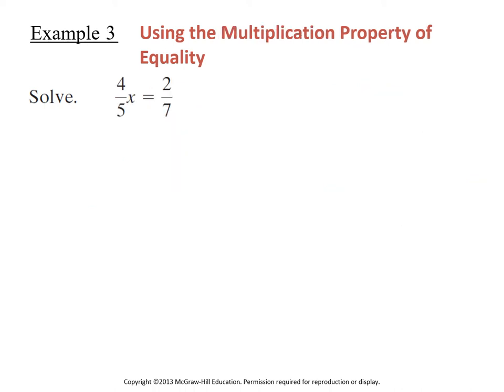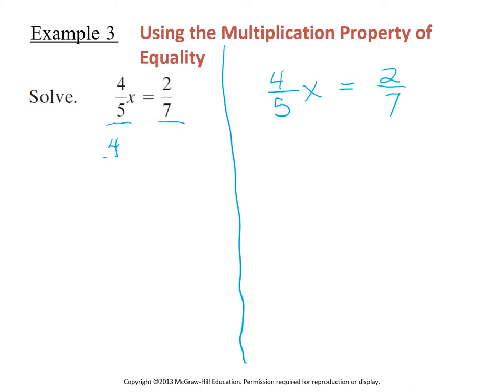So here I have two choices with the multiplication or division. So I can do it both ways for you. So first, our coefficient is 4/5. 4/5 x means 4/5 times x. And I can divide both sides of this equation by 4/5. So 4/5 divided by itself is 1x, which is just x. And then 2/7 divided by 4/5 is 5/14.